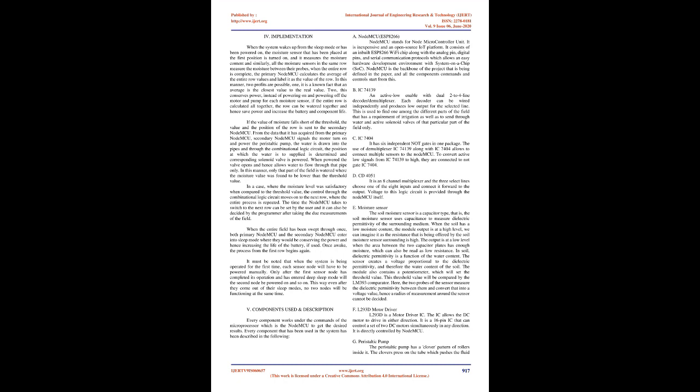E. Moisture sensor. The soil moisture sensor is a capacitor type, that is, the soil moisture sensor uses capacitance to measure dielectric permittivity of the surrounding medium. When the soil has a low moisture content, the module output is at a high level. We can imagine it as the resistance offered by the soil moisture sensor surroundings being high. The output is at a low level when the area between the 2 capacitor plates has enough moisture, which can also be read as low resistance.